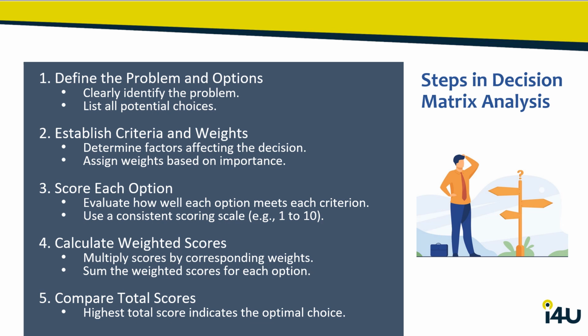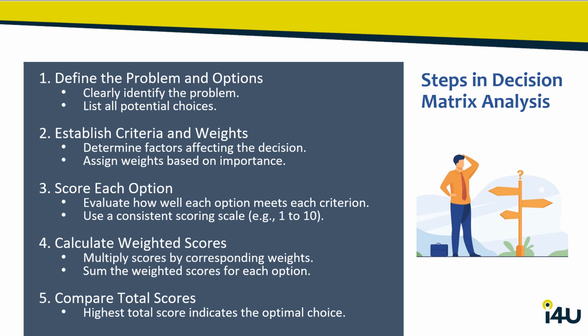Steps in decision matrix analysis. 1. Define the problem and options. Clearly identify the problem. List all potential choices. 2. Establish criteria and weights. Determine factors affecting the decision. Assign weights based on importance.